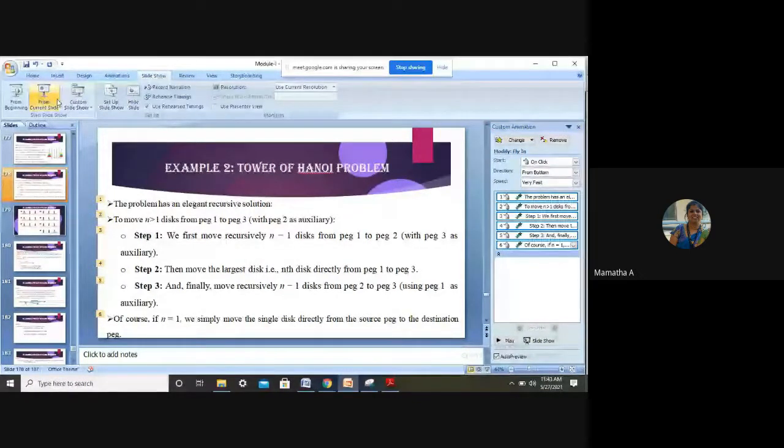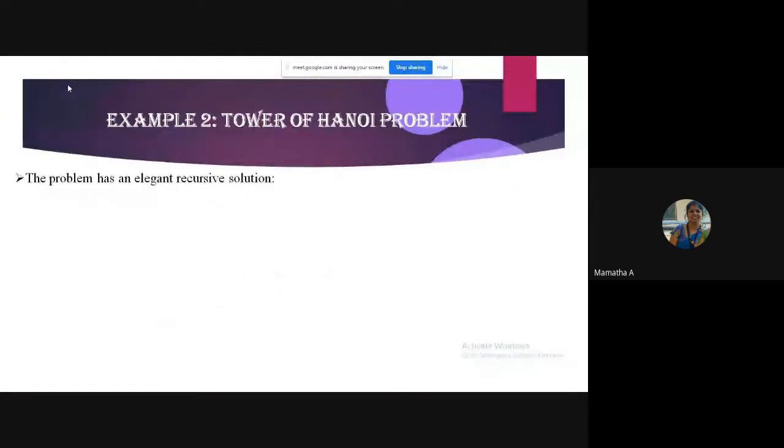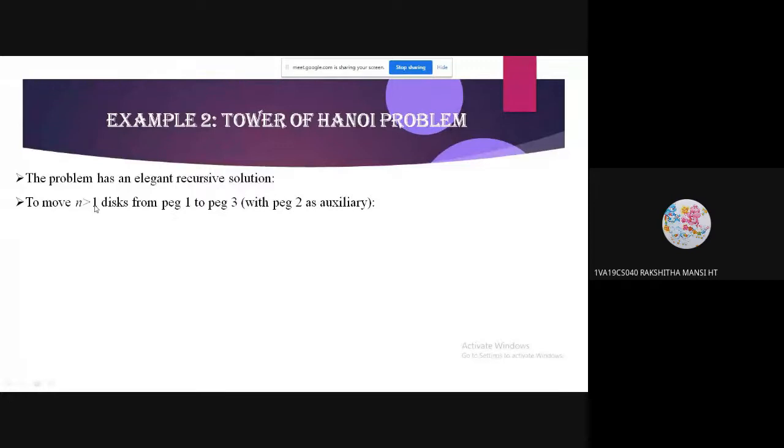I think in the last class also we had dealt with this. The problem has a very good recursive solution. Can anybody guess what the recursive solution is? How do you move the disks from peg 1 to peg 3 with peg 2 as auxiliary when n is greater than 1? If n is equal to 1, the number of disks is 1, what do I do? Directly move from the first peg to the third peg, or source to destination, anything you can use. No restriction that you should use peg 1 and peg 3.